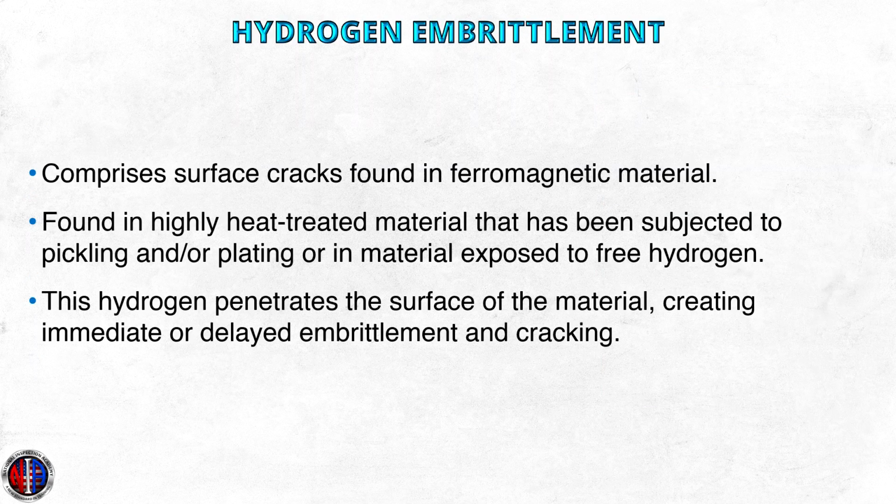Hydrogen embrittlement. Hydrogen embrittlement comprises surface cracks found in ferromagnetic material and is found in highly heat-treated material that has been subjected to pickling and/or plating, or in material exposed to free hydrogen. This hydrogen penetrates the surface of the material, creating immediate or delayed embrittlement and cracking.